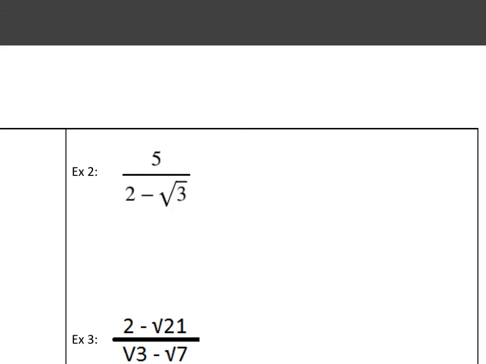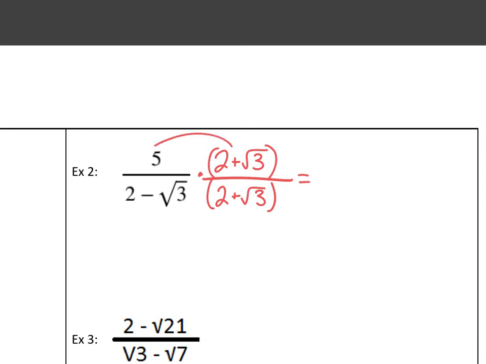Number 2, what is our conjugate? 2 plus square root of 3 over 2 plus square root of 3. Simplifying the top on this one's going to work out pretty easy because we're actually just distributing instead of foiling, right? So what's 5 times 2? 10 plus 5 times square root of 3.